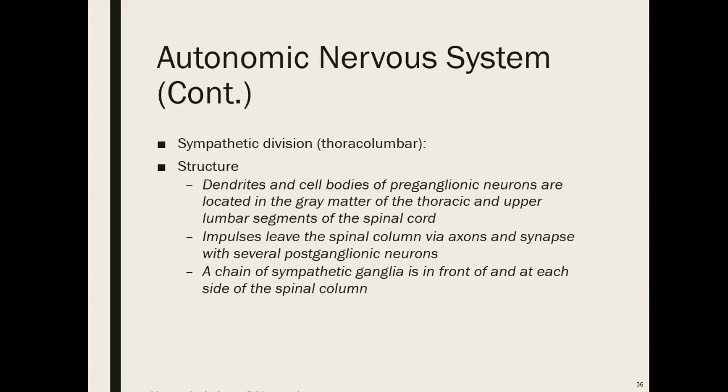So the structure of this, the dendrites and cell bodies of the preganglionic neurons are going to be found in the gray matter of the thoracic and upper lumbar segments of the spinal cord. The impulses are going to leave the spinal column and then synapse with several postganglionic neurons.